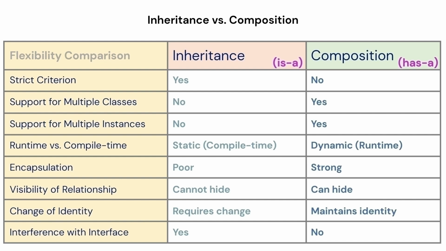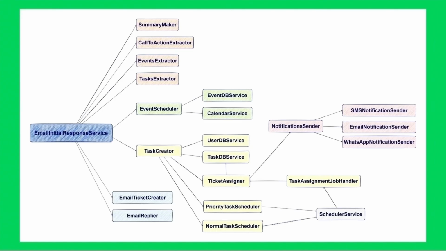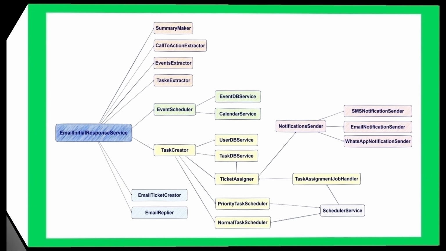This flexibility of composition over inheritance leads to a design principle. Favor composition over inheritance. Modularity. Composition improves the modularity of our code, and modularity is a benefit that brings along many other advantages with it.